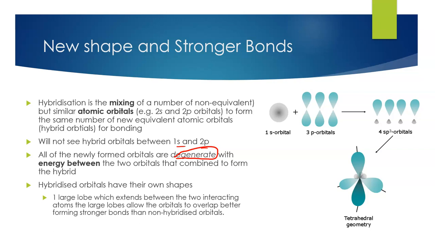Hybridized orbitals will have their own shapes, different to the two that were mixed. Generally, when we're talking s and p, because of the spherical nature of the s and the bilobe nature of the p, we see one large lobe and one small lobe. The large lobes mean that the orbitals can overlap, forming stronger bonds than the non-hybridized orbitals. What we see here is an example of tetrahedral geometry where we have 1s and 3p. Therefore, we will form 4 hybrid orbitals, and it will be sp3 hybridized because we have 1s and 3p.